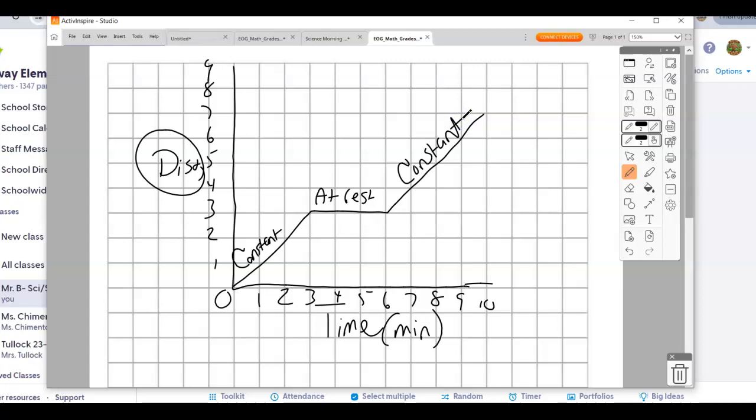And they might ask you, how long was this object at rest? You have to look at the graph and tell me, how long was this object at rest? So I can see that the object stopped, and it's at rest for this period here, but how long is that? Well, if I look down here, it stopped from 3 to 6, which is a total of 3 minutes, right? I can understand how they might ask me that type of question.